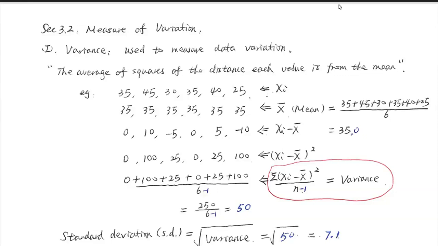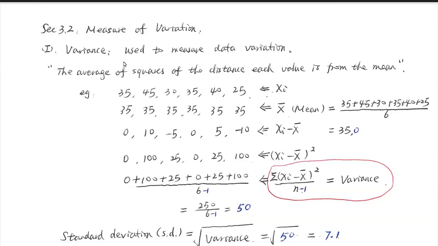So 3.2, measure of variation. This one is a relatively abstract concept. What do you mean by variation, right? Or variance? Everybody, my pronunciation here, I heard some complain about that, right? Even my kids always complain about my pronunciation for this. Okay, I'm trying my best.